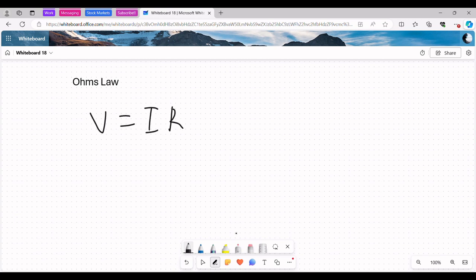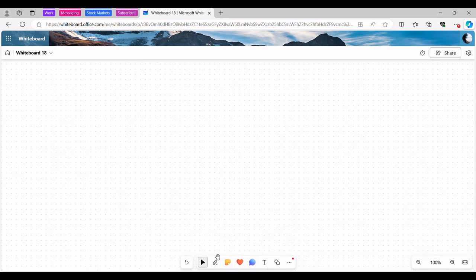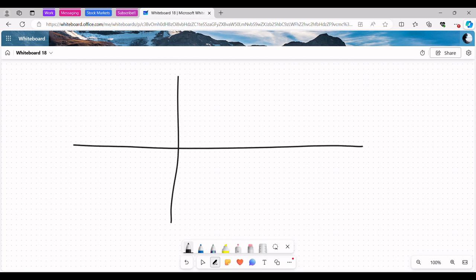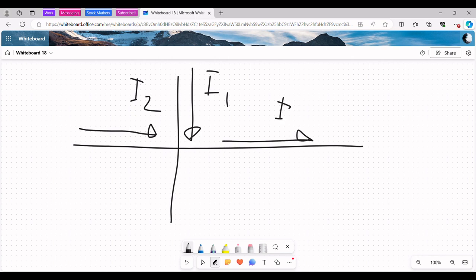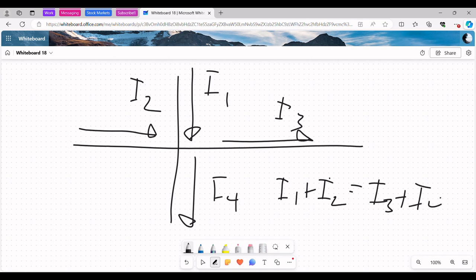The next thing we're going to have to learn are called circuit rules. The first circuit rule is the junction rule. The junction rule states that if we have a junction in a circuit like this, with a current I1 coming down here, a current I2 coming down here, a current I3 coming out of here, and a current I4 coming out of here, all it states is that I1 + I2 = I3 + I4. That's all the junction rule says.